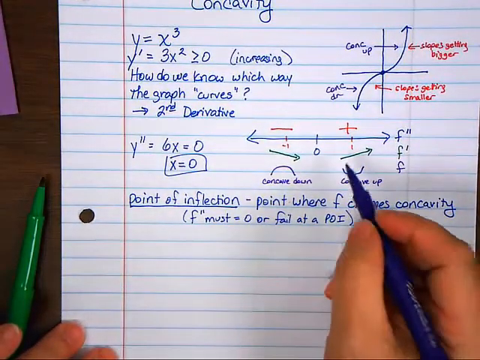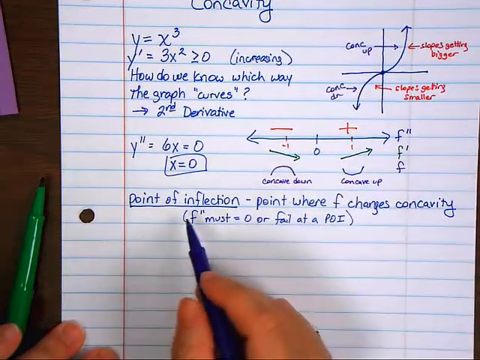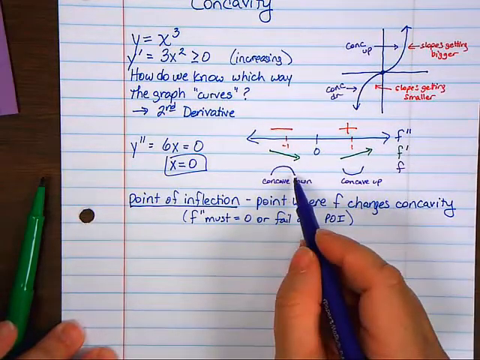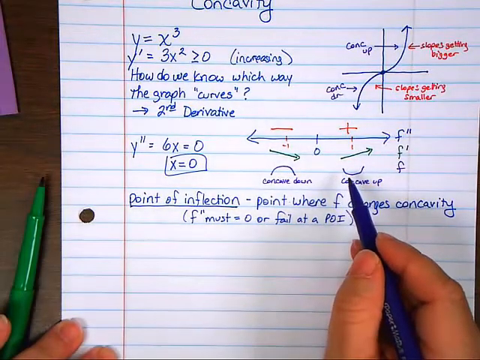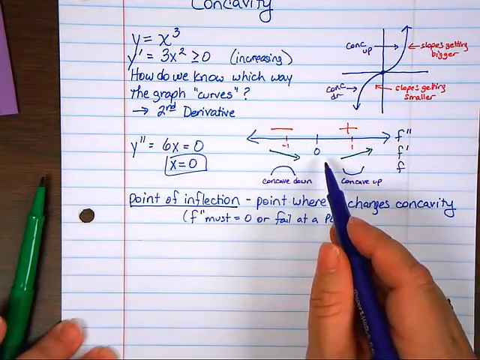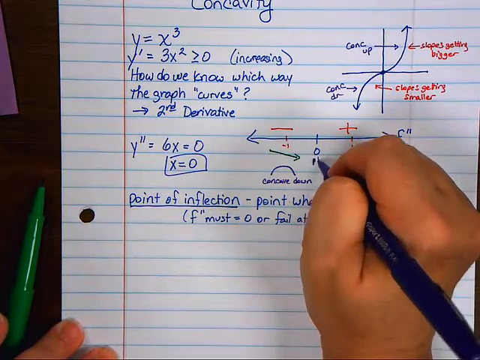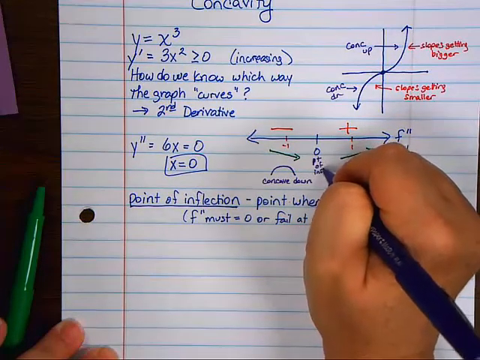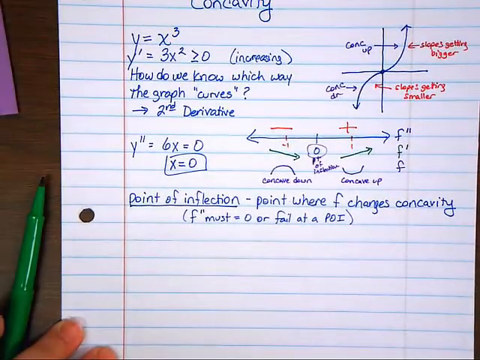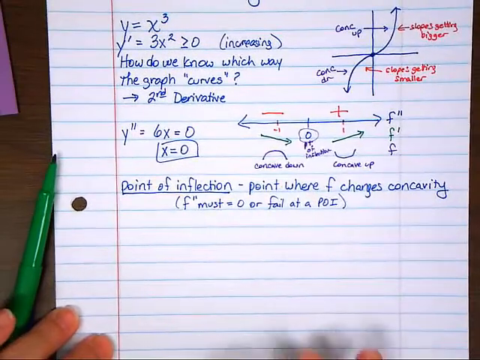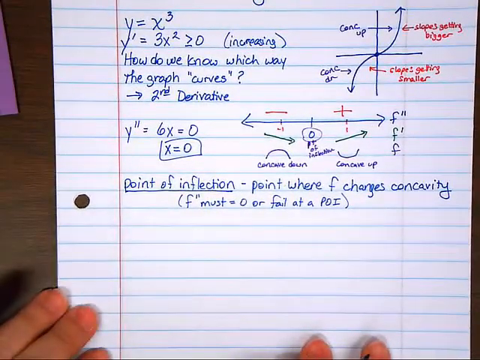Okay. So, the point where f changes concavity, did it not? According to my symbols, at 0, it changed from concave down to concave up. Therefore, 0 is a point of inflection. So, point of inflection, if you want to write this down, is right there. Point of inflection is a point where the graph changes concavity. Any questions up to this point?